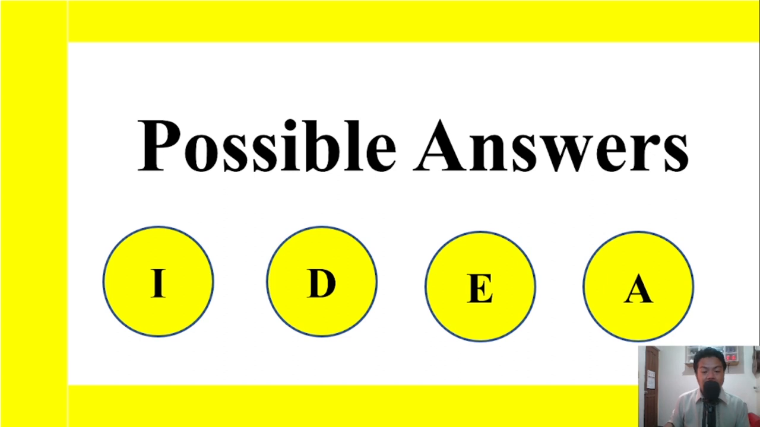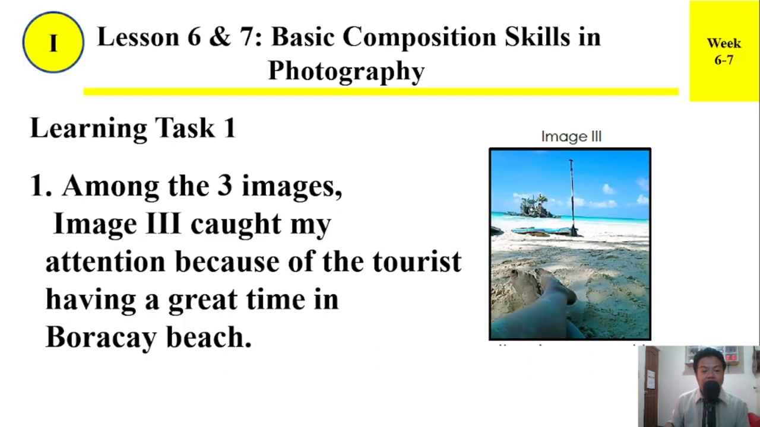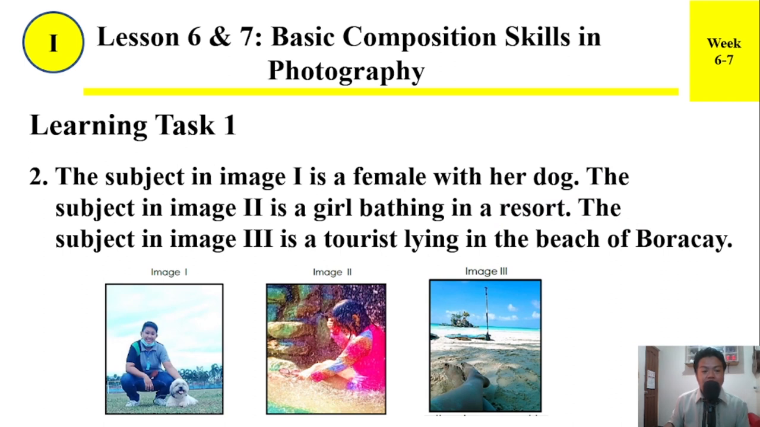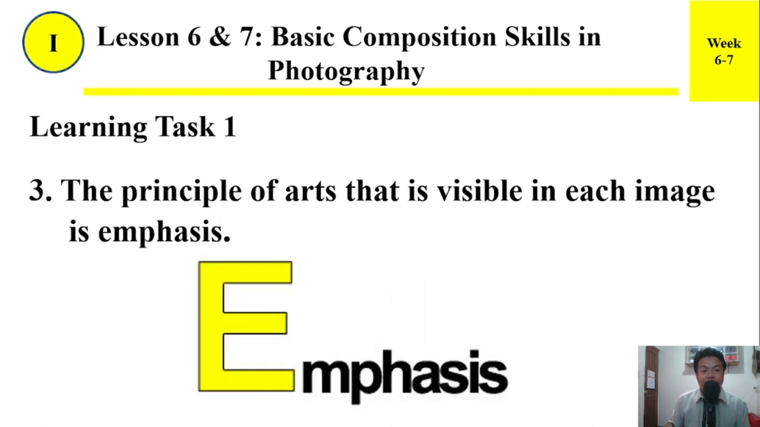Here are the possible answers. Number 1. Among the 3 images, image 3 caught my attention because of the tourists having a great time in Boracay Beach. Number 2. The subject in image 1 is a female with her dog. The subject in image 2 is a girl bathing in a resort. The subject in image 3 is a tourist lying on the beach of Boracay. Number 3. The principle of art that is visible in each image is emphasis.